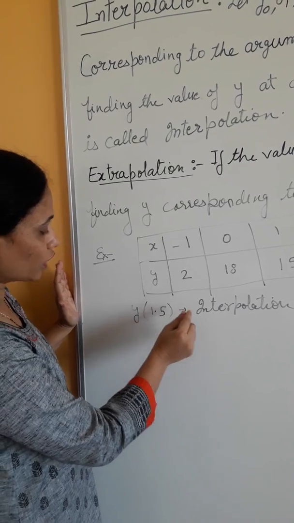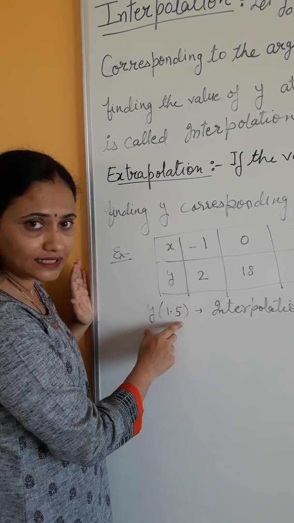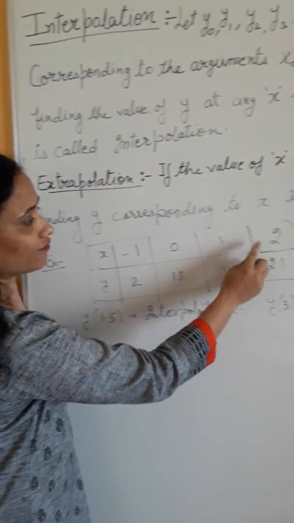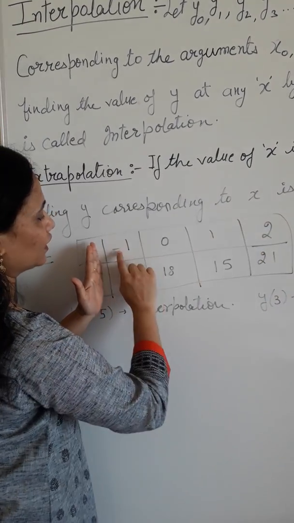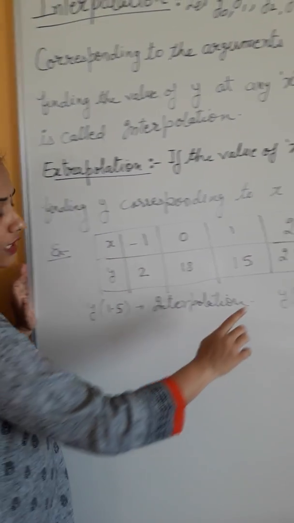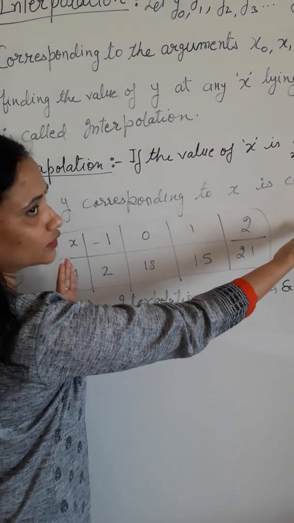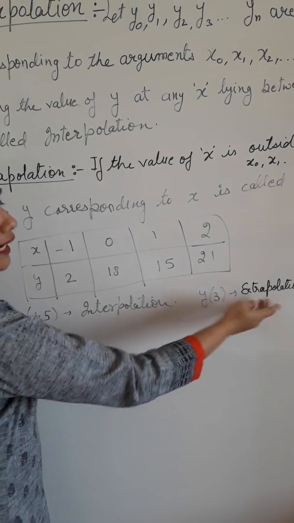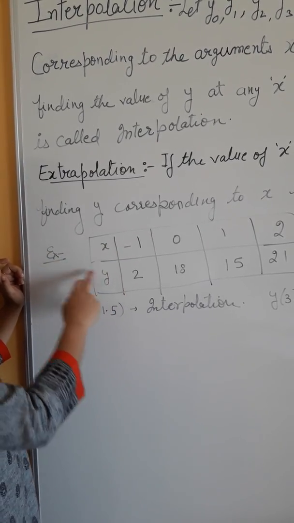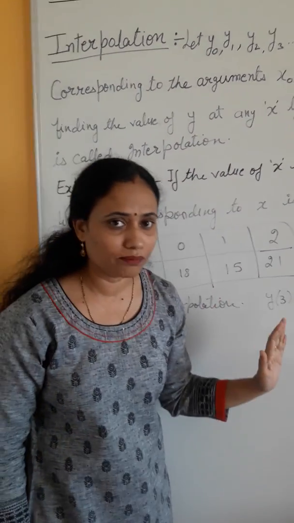Now we want to know what will be the value of y at 1.5. The method of finding this value is known as interpolation. Why? Since this 1.5 lies within this range only, -1 to 1. So 1.5 will lie here. That is why it is known as interpolation. Now if the question is what is the value of y at 3? Now you see that 3 is lying outside the range. So we call it extrapolation. If the question is to find the value of y at x equal to -2, that will also be known as extrapolation. So I'm sure that you understood the method of interpolation.